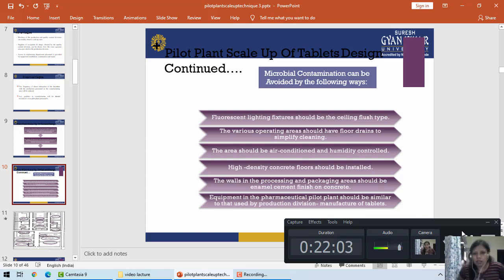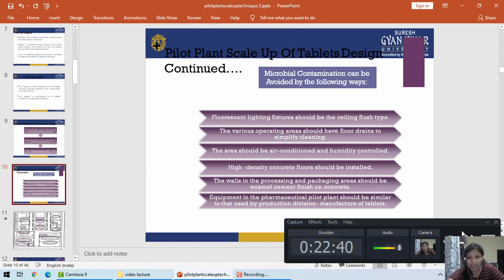Okay, the microbial contamination can be avoided in the following ways. When we are doing the pilot plant scale up of the tablet, the microbial contamination can be avoided by different things. First is the fluorescent lighting feature. Fixtures should be the ceiling flush type, and the various operating areas should have floor drains to simplify cleaning. The area should be air conditioned and humidity controlled.